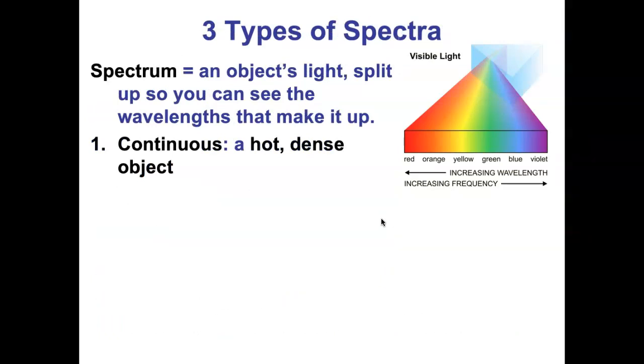So that's light in a nutshell. Light is defined by its wavelength, its frequency, its speed, and its energy.